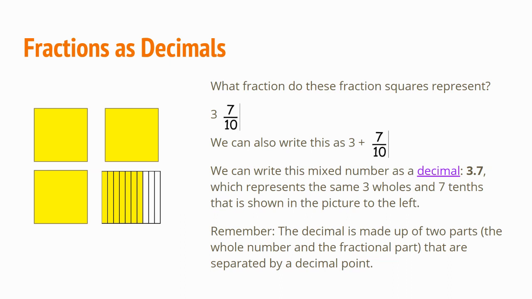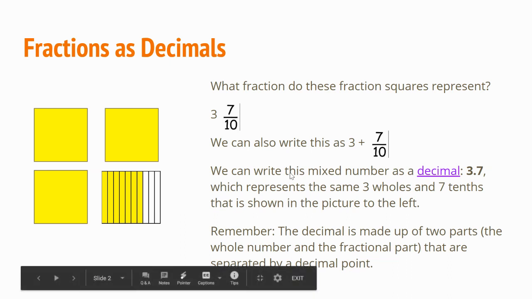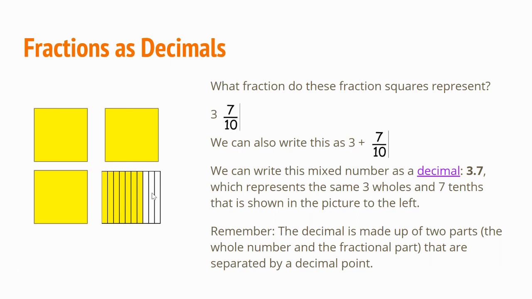What fraction do these fraction squares represent? We can see that there are 3 wholes, and then there are 7/10 that are filled in yellow. So we can represent these fraction squares as a fraction, a mixed number, 3 and 7/10. We can also write this, breaking it up, as 3 wholes plus 7/10.